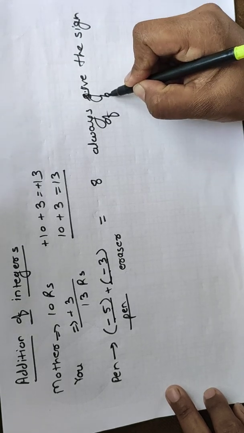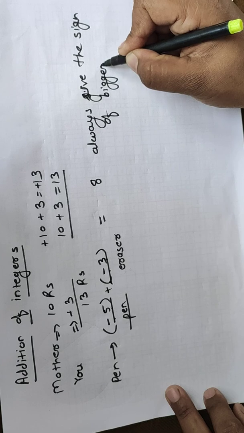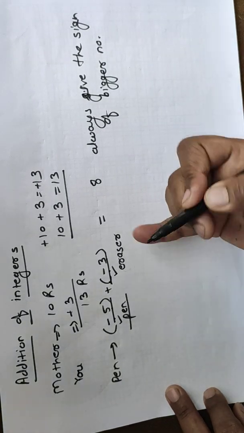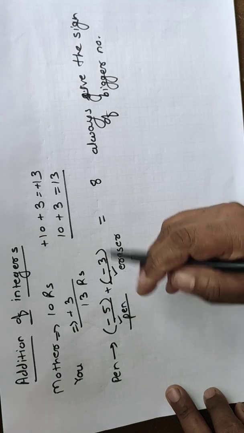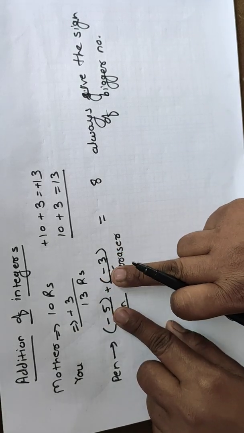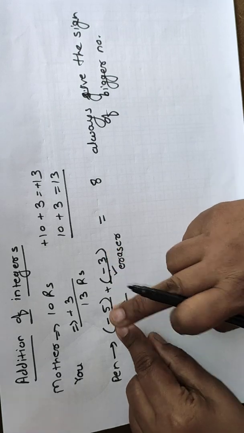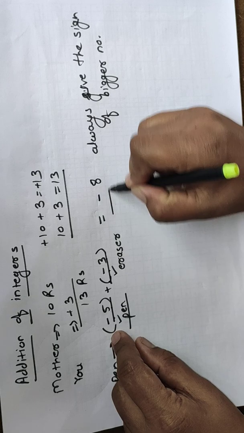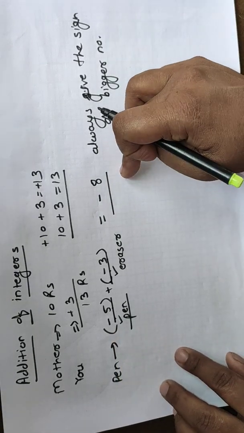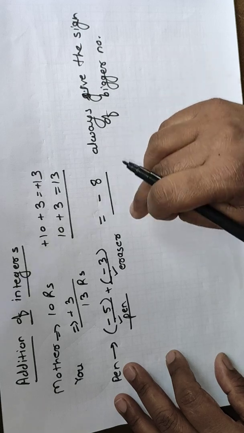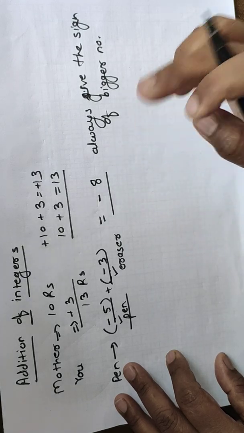Which sign do we have to give? The sign of the bigger number. From these two numbers, which is the bigger one? Don't take the sign into account. See only the numbers 5 and 3. From 5 and 3, which is the bigger number? 5 is bigger, and the sign of 5 is negative. So the answer will get the negative sign. So this is the addition of two negative numbers.